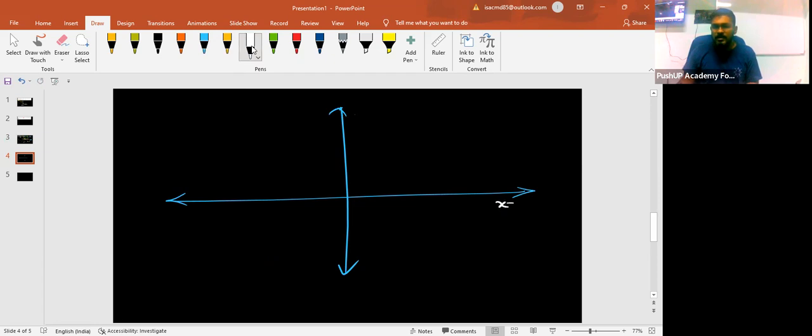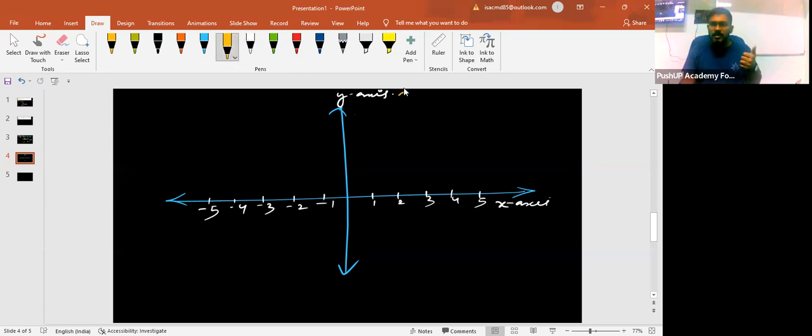Okay. So this is your x-axis, this is your y-axis, and now imagine these are the points on the x and y axis. 1, 2, 3, 4, 5, -1, -2, -3, -4, -5, and so on. You all said the equation of the y-axis is what? X is equal to 0, right? So you know the left hand side should be what? X. And the right hand side should be the point through which it is passing through the x-axis.